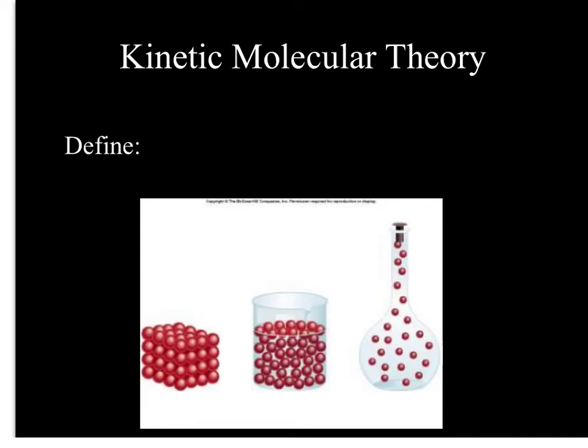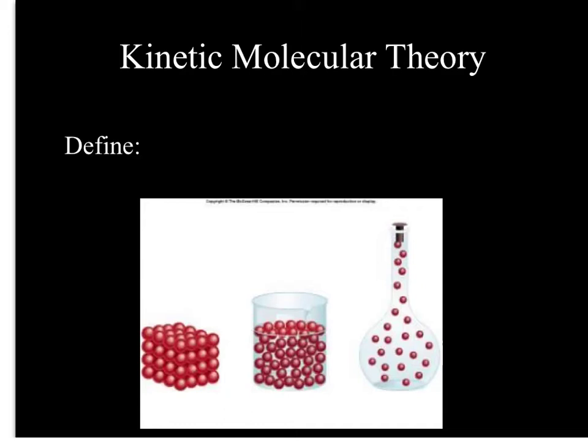Alright, so to start our unit on gases, we need to first talk about all three states of matter so we can really understand what makes a gas a gas. And to really understand what makes a gas, we need to understand the kinetic molecular theory. So the kinetic molecular theory is the way that we describe what it is that creates different states of matter.